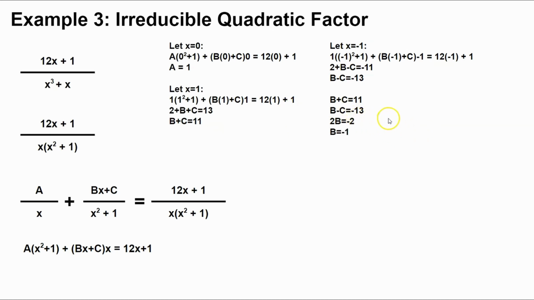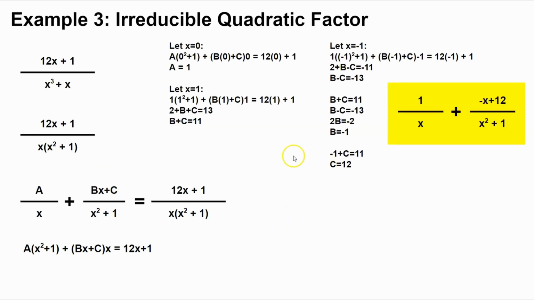So now that we know what b is, we can just take one of our old expressions of b and c together, whether it's b plus c is equal to 11 or b minus c is equal to -13, and solve for c. This one is easier, b plus c is equal to 11. So let's use that. We substitute in -1 for b. So we get -1 plus c is equal to 11. c is just equal to 12. So now we know what all the a, b, and c terms are. So again, you just plug them in. So yes, if you were to simplify it into partial fractions, this is what it would look like.